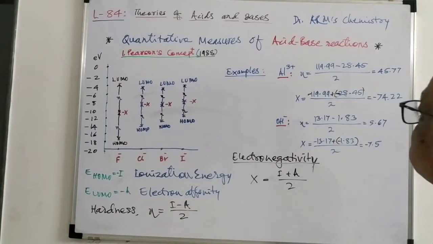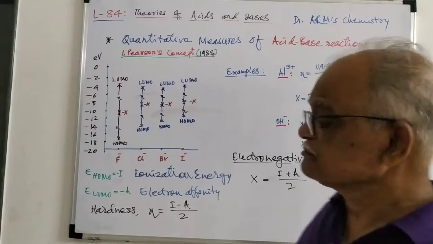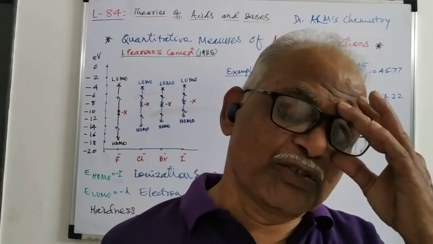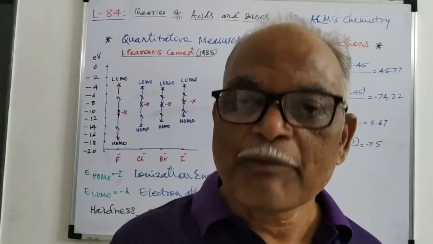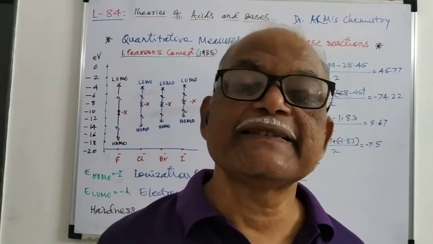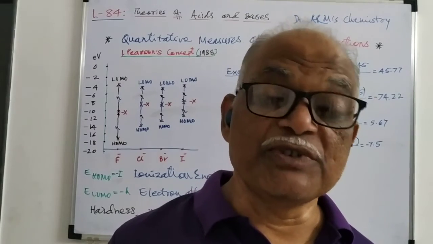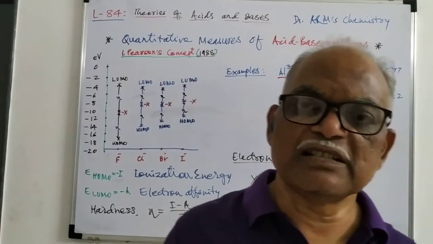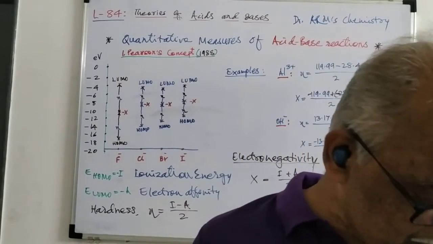In this way we can take a variety of species and find the specific values of hardness and electronegativity, which are helpful for us to consider various other applications.